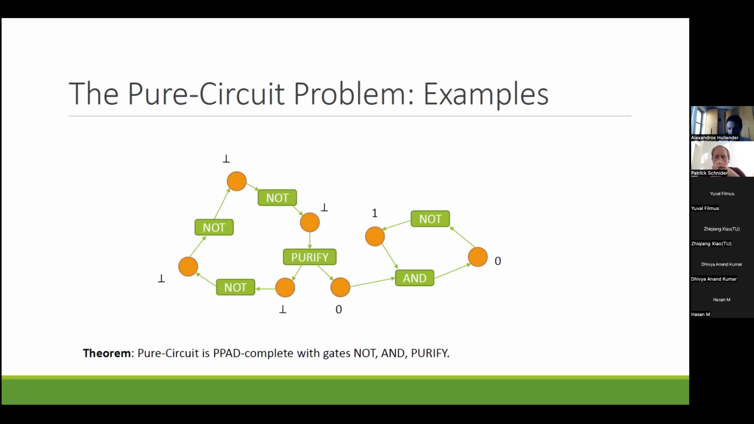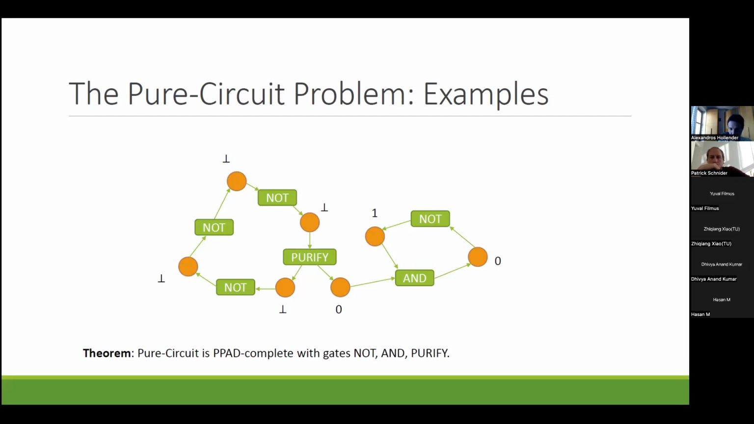Okay, so that's essentially the main technical contribution of this work: we prove that this very simple problem with just these 3 types of gates, NOT and the Purify Gate, is already enough to get PPAD completeness. This problem is PPAD complete. If you can solve this problem in polynomial time, then you can compute Nash Equilibrium in polynomial time. You can find market equilibria in polynomial time, etc.